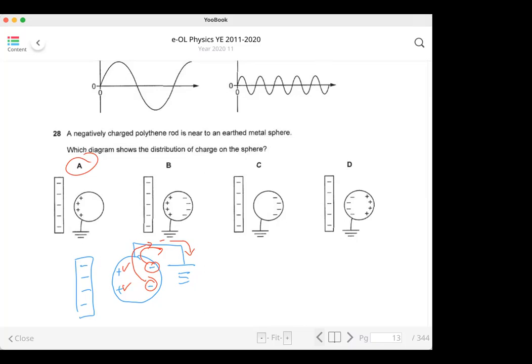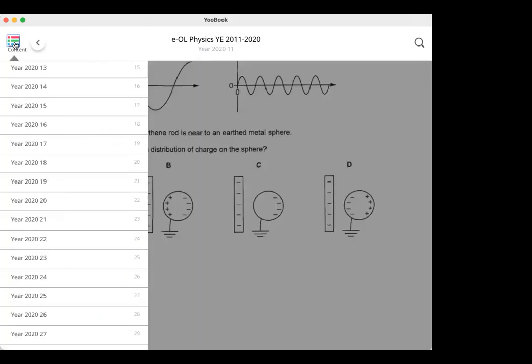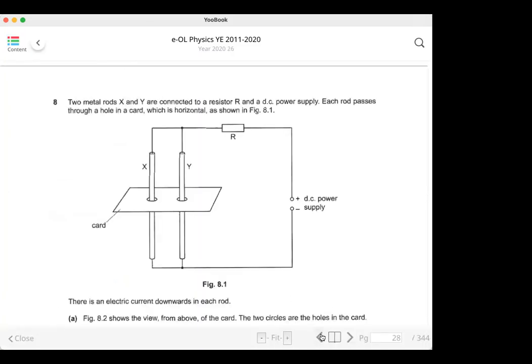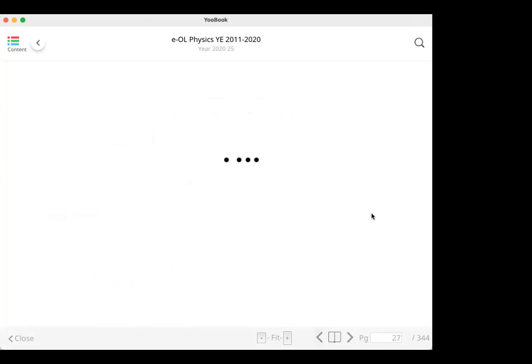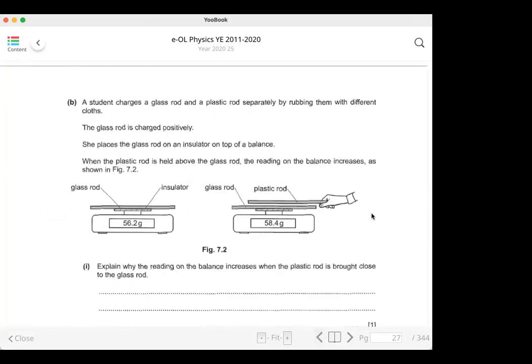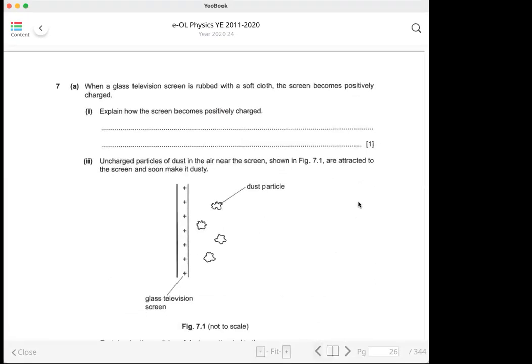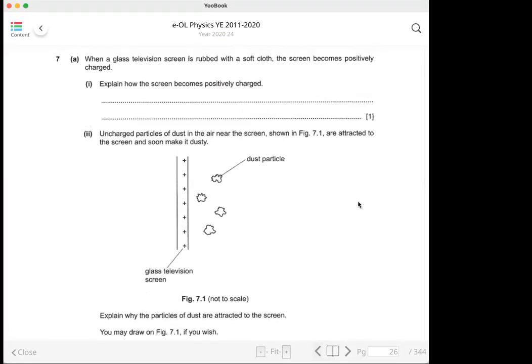Okay, good. Let's go through question number 7. All of you do question 7A part 1 now.